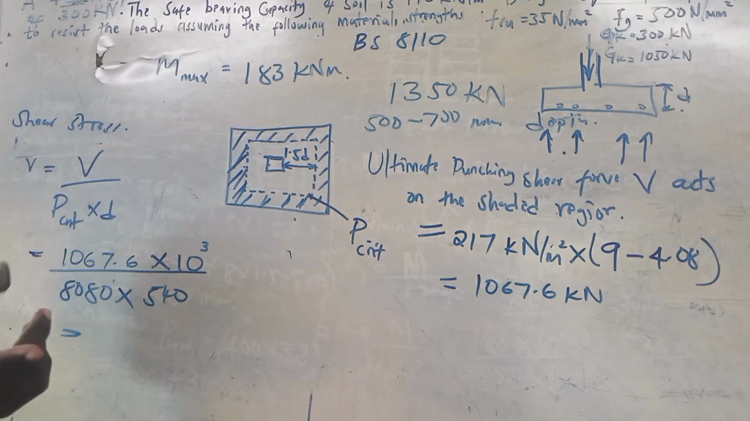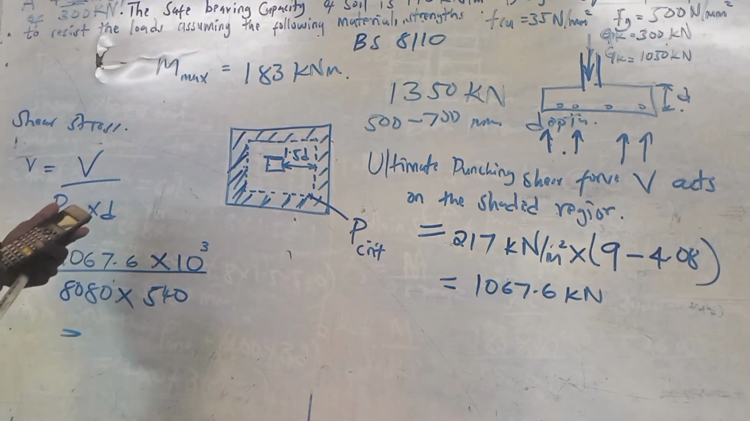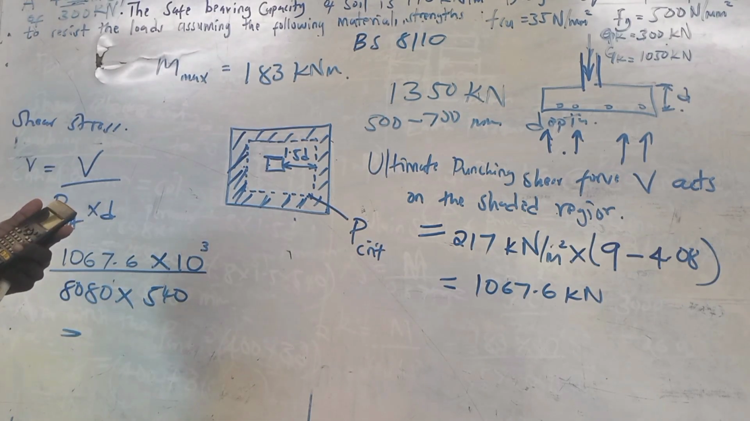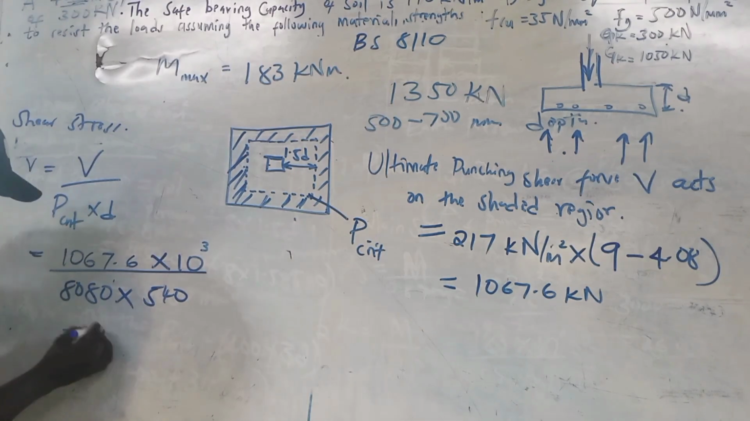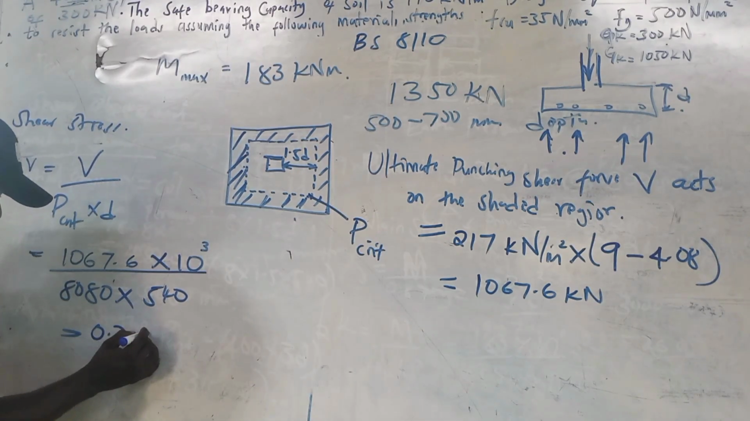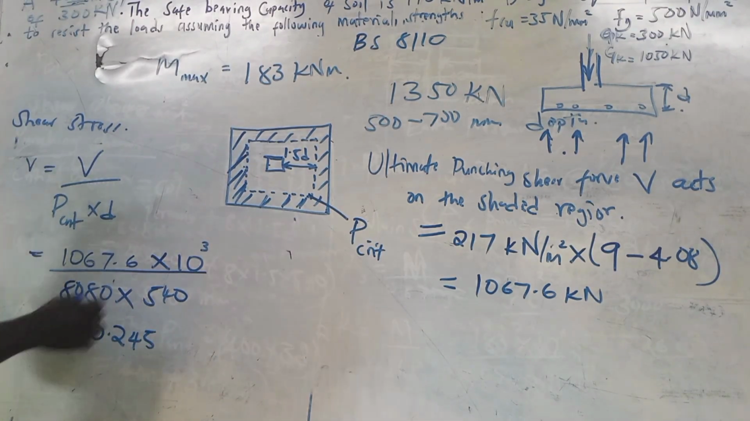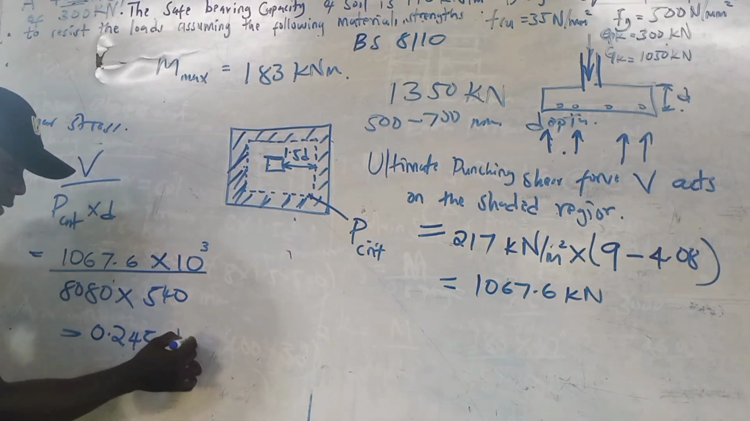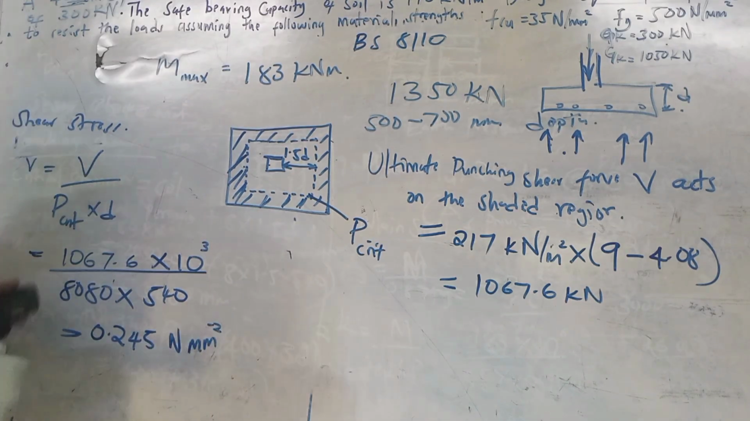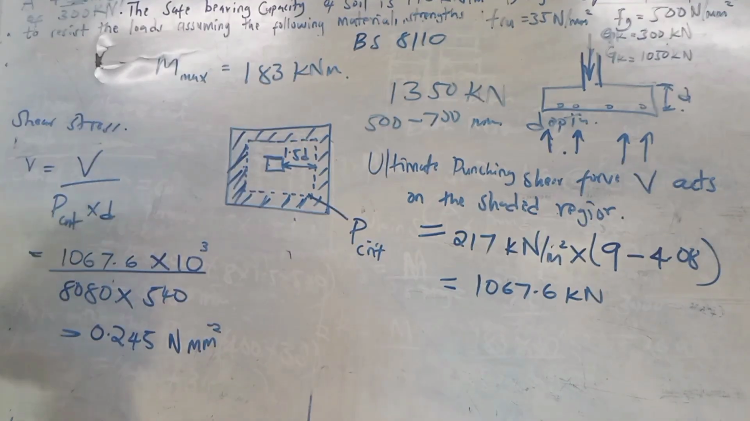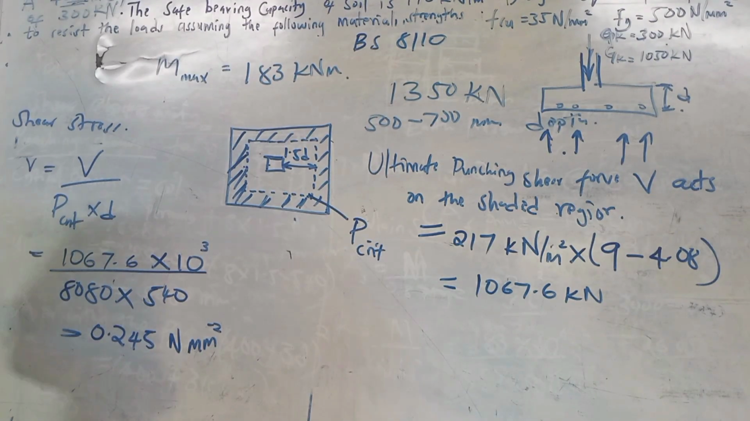So you feed that into your calculator. This is what you are likely to get. So that is 1067.6 by 10 cube divided by 80 by 540. So your value is going to come out at 0.245 Newton per millimeter squared. Okay?